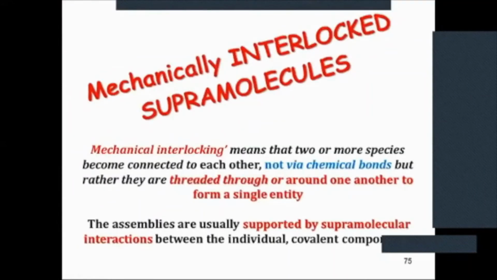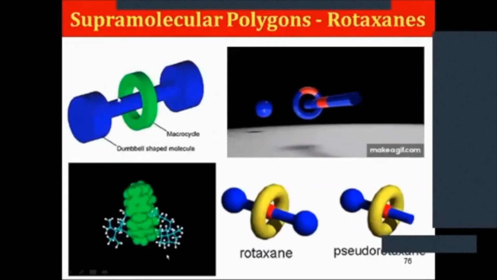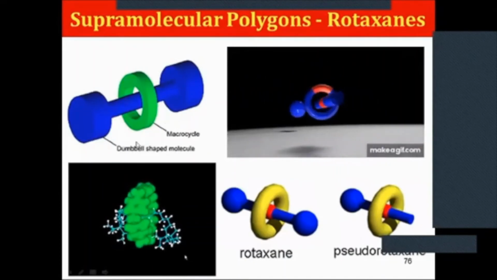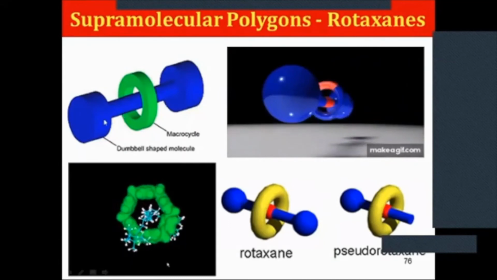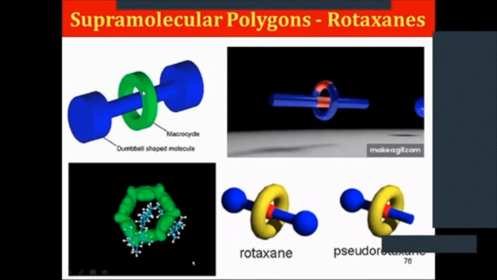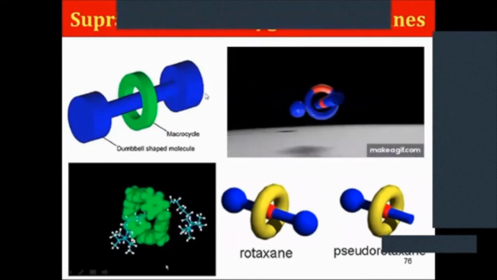The next one is mechanically interlocked supramolecules. Here, absolutely no covalent bonds or chemical bonds are involved. It is just like a chain, two chains connected to each other. They are connected one around the other to form a single entity. It is supported by supramolecular interactions. So this is called a rotaxane. You can see this is called a rotaxane. And this middle green color represents the macrocycle. And these two bulky groups are called the capped end parts. So this macrocycle will not slip away from here. A typical dumbbell, what you call it.